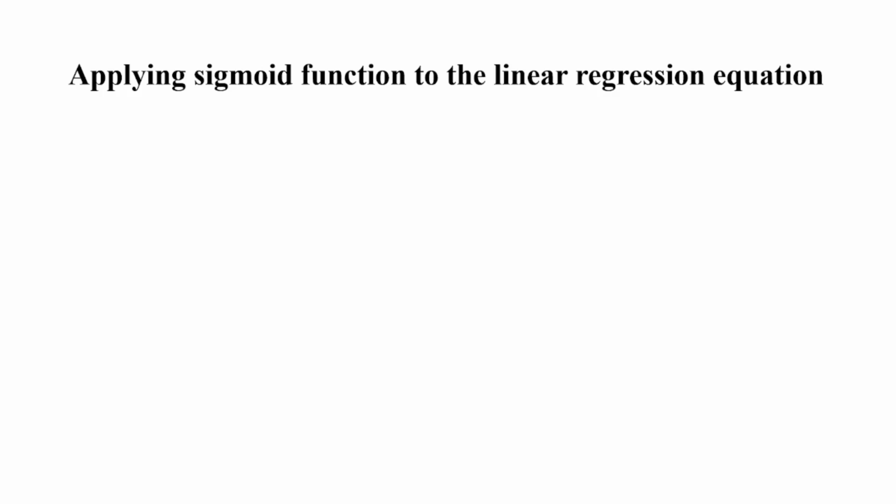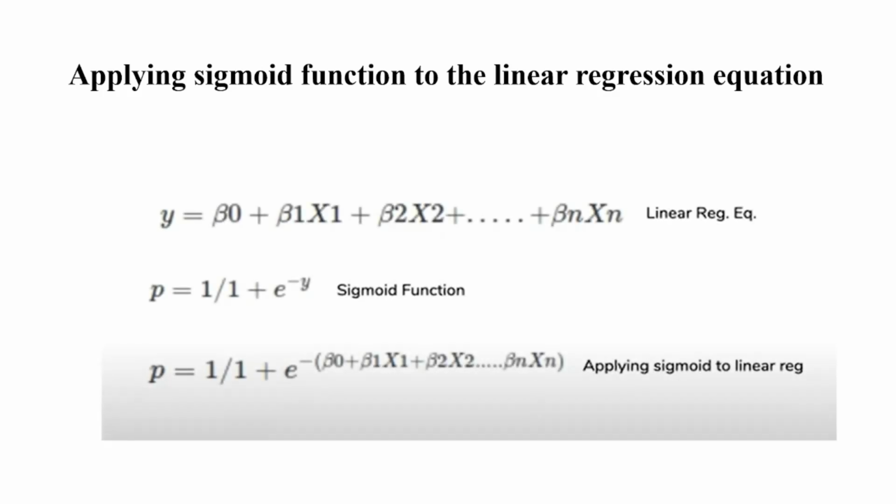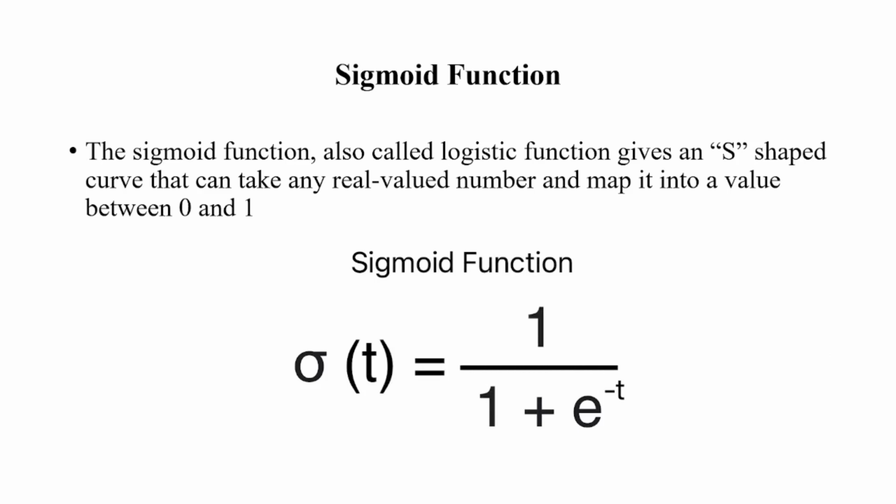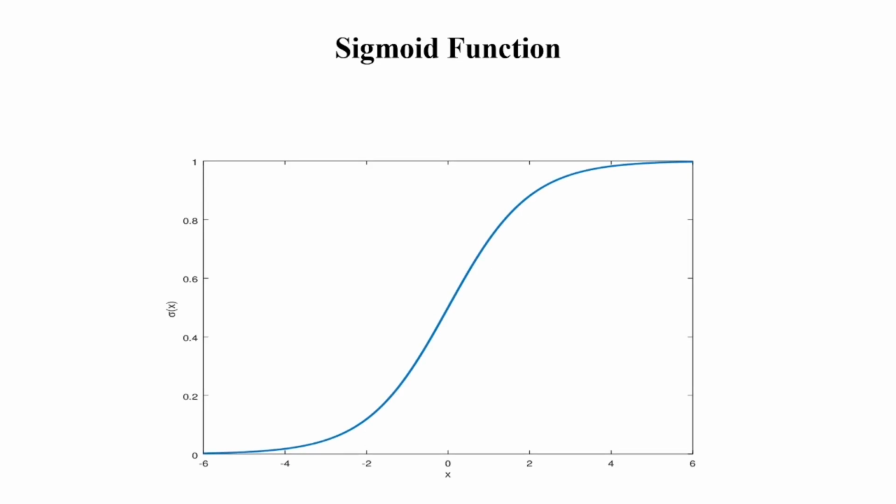Now, let's modify the linear equation. Here we have something called the sigmoid function in the linear regression equation. Let's see the sigmoid function. This is the figure of the sigmoid function. If the curve goes to positive infinity, y predicted will be 1. If it goes to negative infinity, y predicted will be 0.